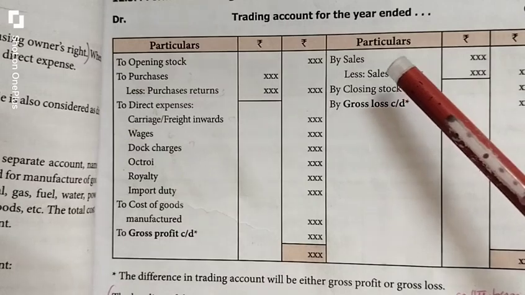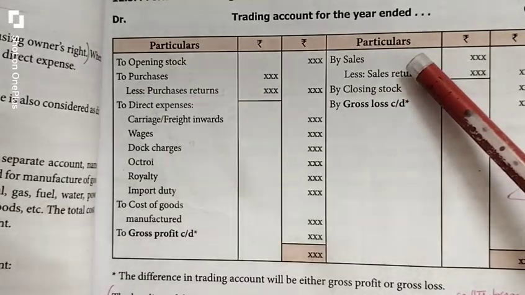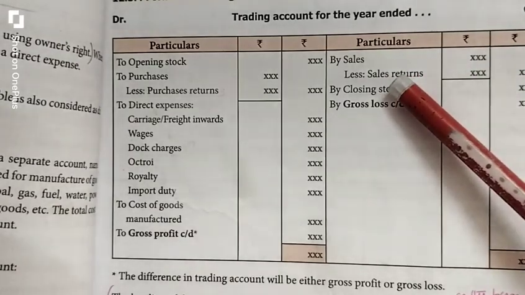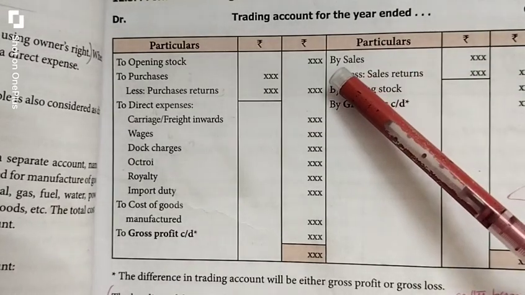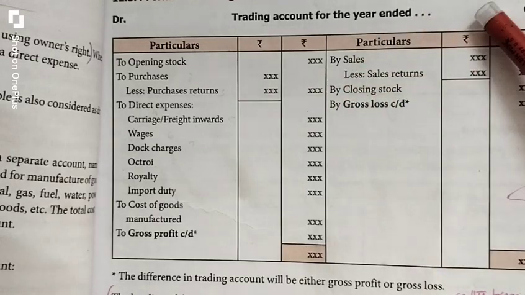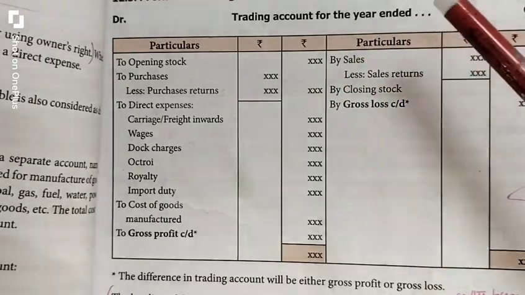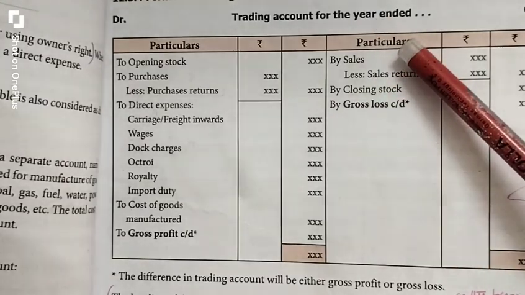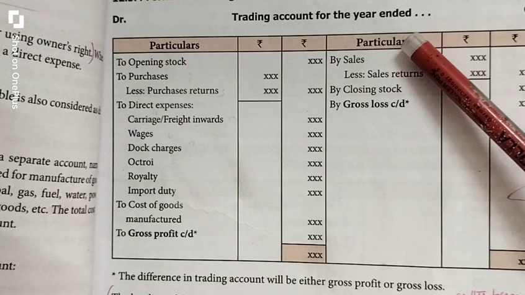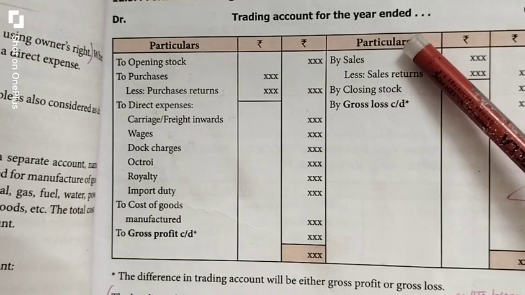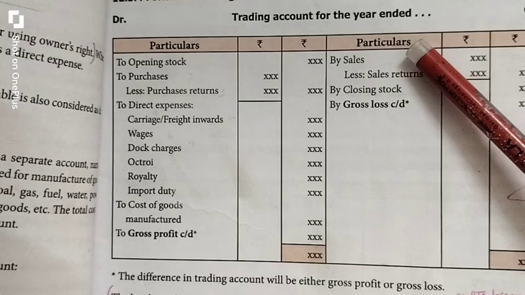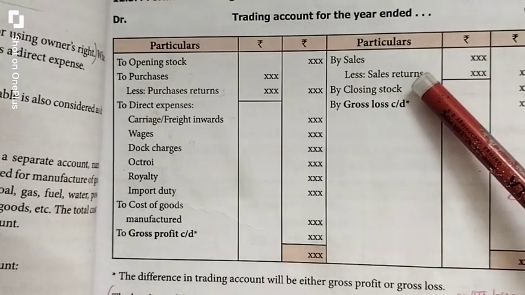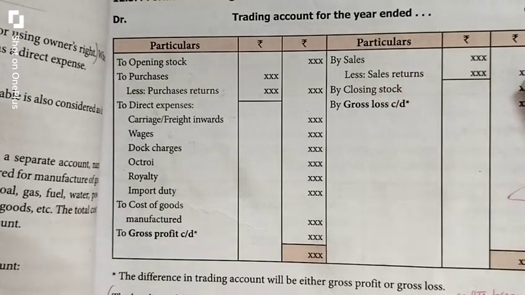Then, what are the items shown on the credit side of the trading account? Sales. We always start with the word 'By' on the credit side of the trading account. So, the first item is sales. Both cash sales and credit sales are included in sales. The sales account is shown on the credit side. Listen, we have to subtract sales return from the sales account, and we will get the net sales.